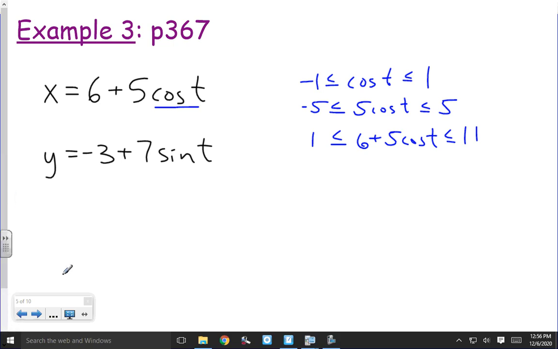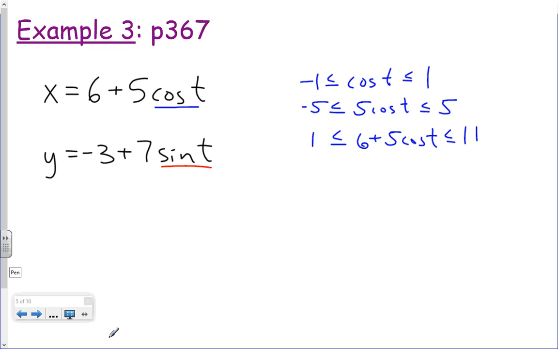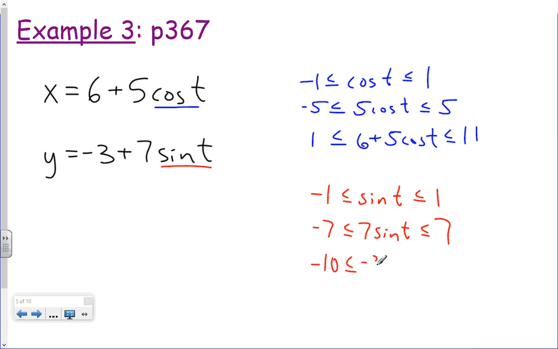So again, start with the sine here. I know that sine has a range from negative 1 to 1. Multiply that through by 7, so this is going to be values between negative 7 and positive 7 for 7 sine of t. And then add on the negative 3. Adding negative 3 to everything will give me negative 10 is less than or equal to negative 3 plus 7 sine of t, which is less than or equal to 4.